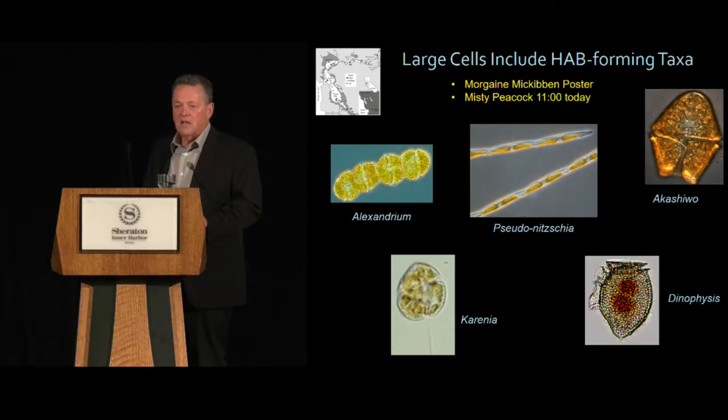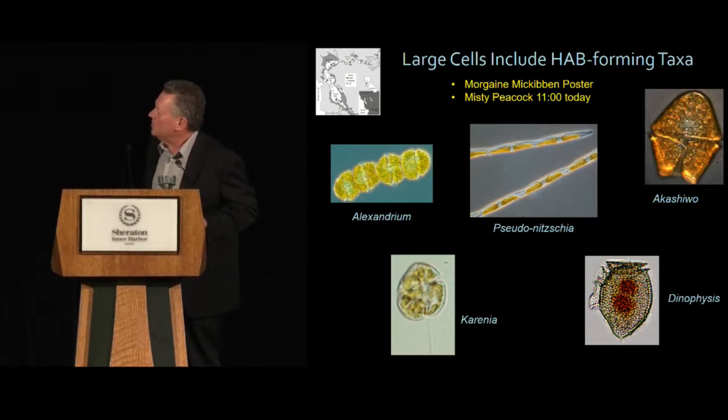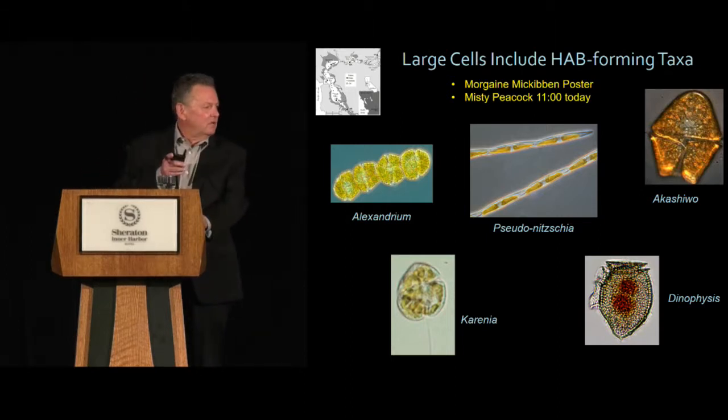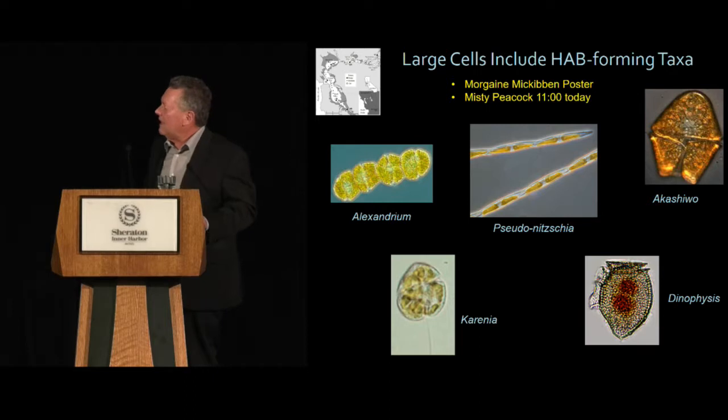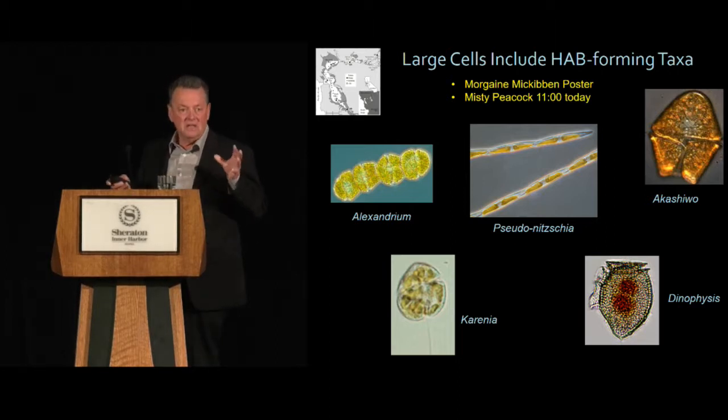And among the collection of large cells are several taxa that are HAB-forming taxa in other estuaries. And Morgane McGibbon has a poster on this today in T20. Morgane's poster is about these HAB-forming taxa and their abundances in the bay. And later this morning, Misty Peacock is going to give a fast talk about algal toxins in San Francisco Bay.